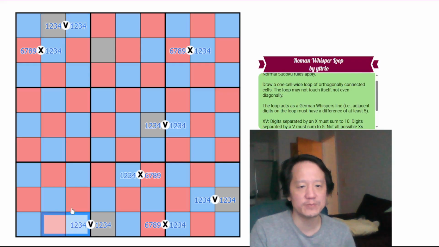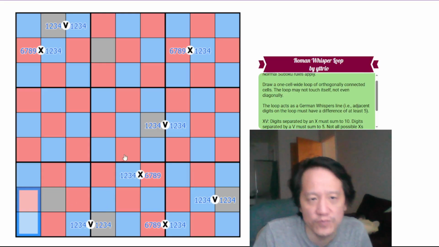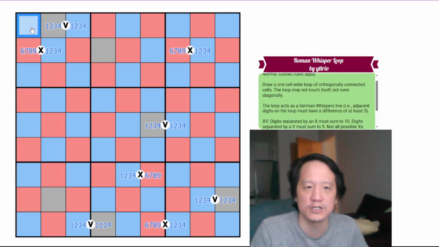Therefore, this must be on the loop here. So these are both on the loop. This can't be on the loop because it would be touching itself if that's the case. So it must go here. That means it continues here to be on the loop. So we can stop coloring. Okay, so we can remove the colorings except for the ones that we actually know.